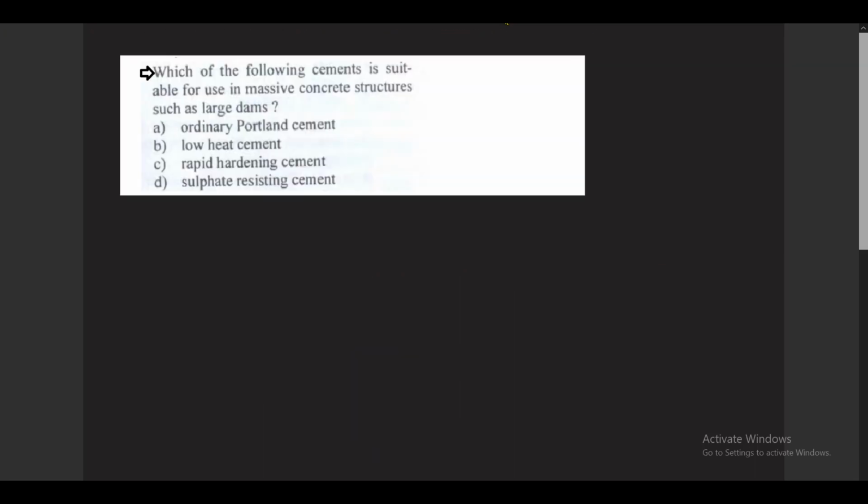The next question here is, which of the following cement is suitable for use in massive concrete structure? This is the keyword here, massive concrete structure such as a large dam. When you have to construct large, bulky structures, which type of cement will you use? The options are ordinary Portland cement, low heat cement, rapid hardening cement, and sulfate resisting cement.